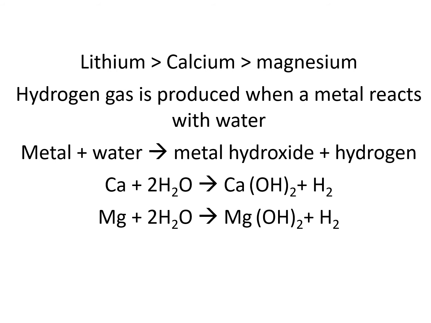Now, we did say when you put alkali metals into water, you can hear the kind of fizzing of the gas being produced. We tested this gas in the third year, and it burned with a squeaky pop, so it was hydrogen gas that we were producing. And it turns universal indicator a purple colour, so we're making an alkali, and it's a metal hydroxide.